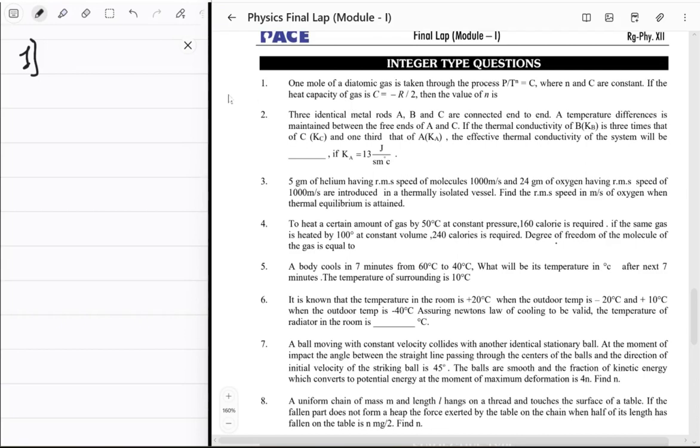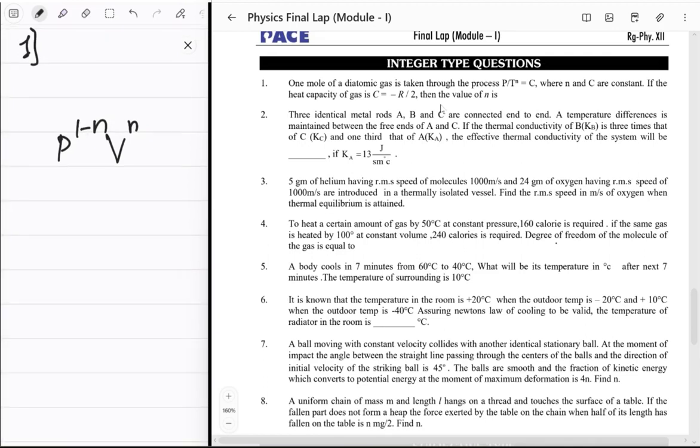Yes, what is it? 1 mole of diatomic gas is taken through the process T upon T power n is equal to C, where n and C are constants. If the heat capacity of the gas is C equal to negative R upon 2, find the value of n. Okay, write P power in it. So P is proportional to PV. So basically P power 1 minus n, and then V power n is equal to some kind of constant, right? So n and C are constant.